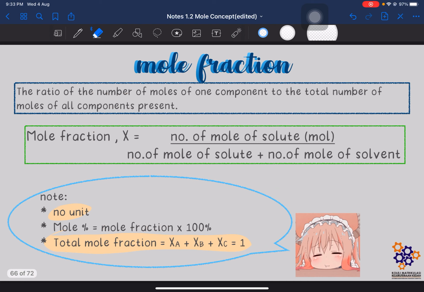Okay, now we need to continue with the third concentration term, which is mole fraction. So what is mole fraction? Mole fraction is the ratio of the number of moles of one component to the total number of moles of all components present in the compound. For example here we have mole fraction X. So mole fraction dia punya symbol dia X, okay? So equals to the number of mole of solute divided by the number of mole of solute plus the number of mole of solvent. Note here, untuk mole fraction X, kita tak ada unit. We have no unit. And then the mole percentage is equal to mole fraction times dengan 100% saja. And then total mole fraction is equals to 1. Maksudnya mole fraction untuk elemen A plus dengan mole fraction untuk B plus C sama dengan 1.